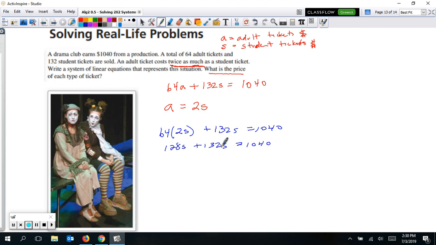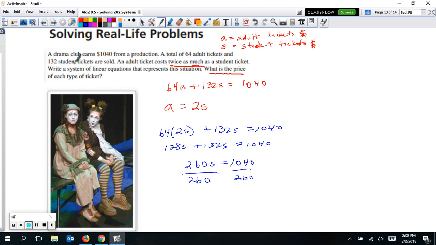So now we're going to add these two together. What's that going to be? 260. So 260S when you add these 128 plus 132. And it's going to equal 1040. So now we want to divide by 260. This will tell us what one student ticket costs, in fact.